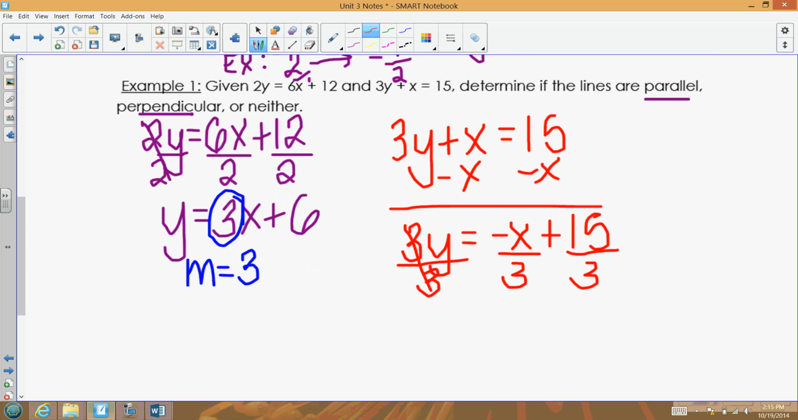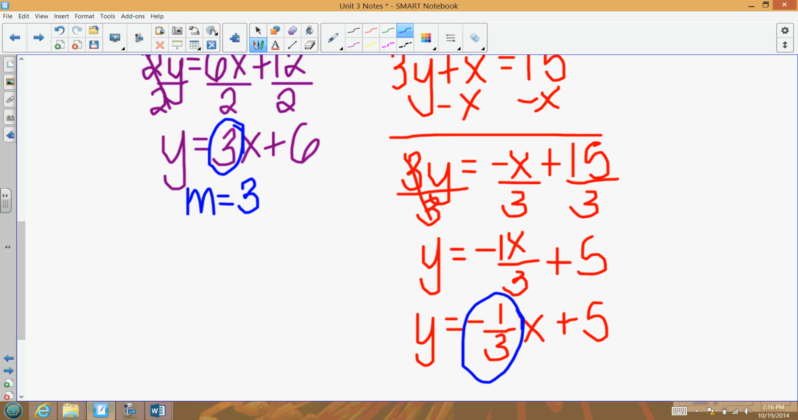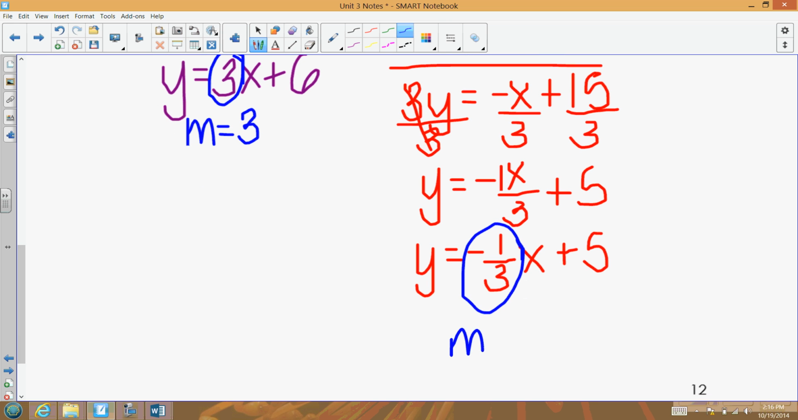So these cancel. I have y equals negative x over 3 plus 5. Now keep in mind, negative x over 3 is really a 1 with the x. So this is really negative 1/3 times x plus 5, because remember dividing by 3 is like multiplying by 1/3. So that means the slope of this line is really negative 1/3.